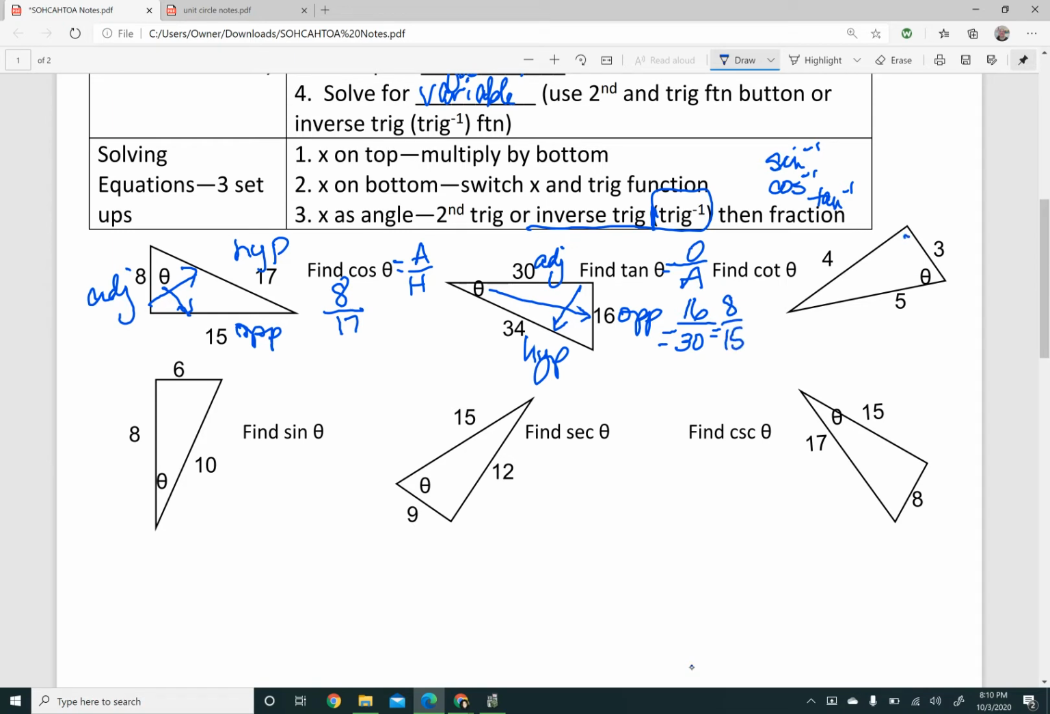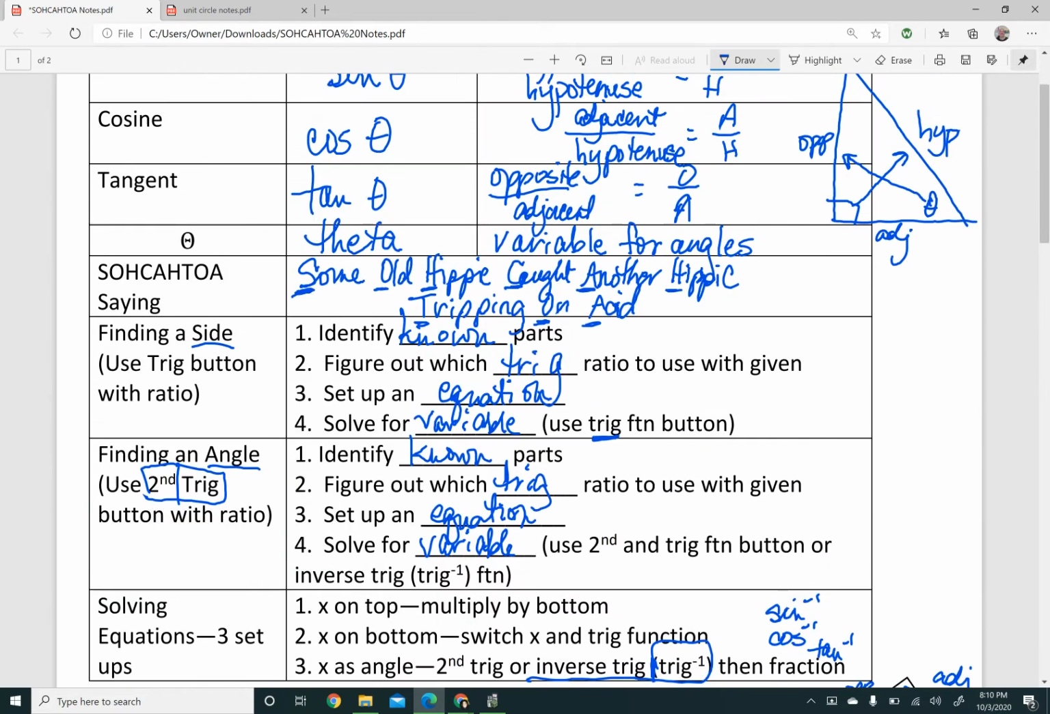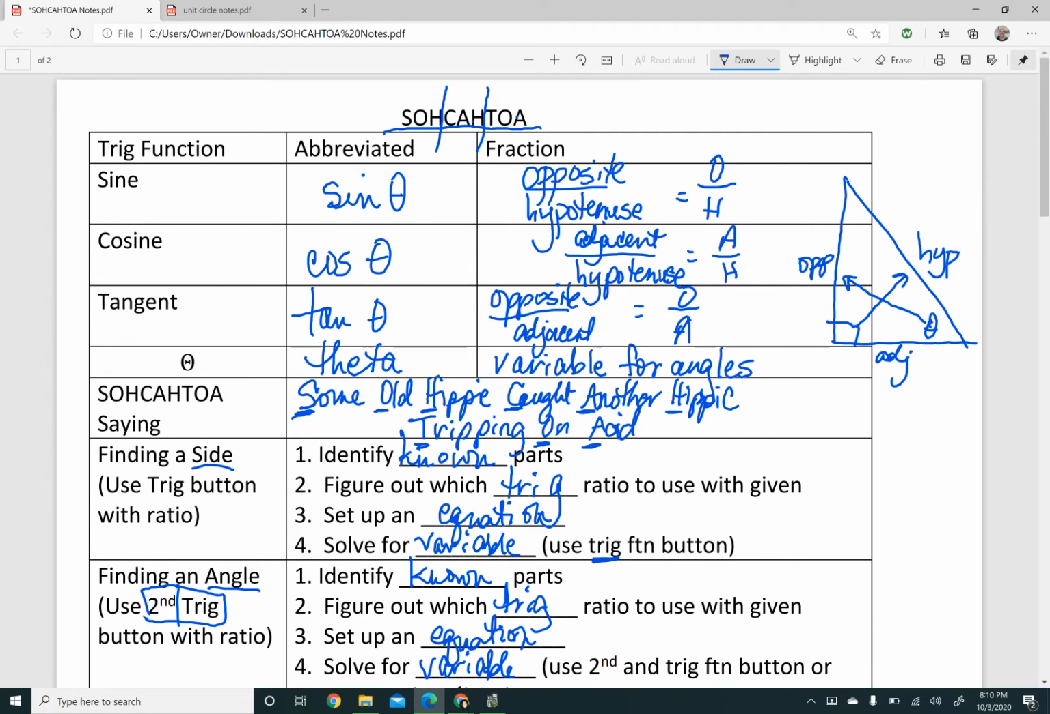So here is the opposite side. Here is the hypotenuse. That makes this the adjacent. Cotangent is, we didn't put those on here. I guess I should do that, huh? So let's go back up here. I'm going to have to redo this worksheet. So cotangent is 1 over tangent. So that's going to be adjacent over opposite.